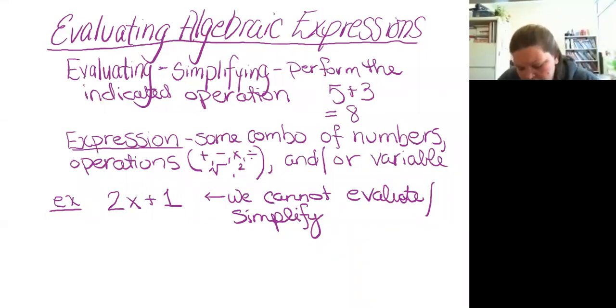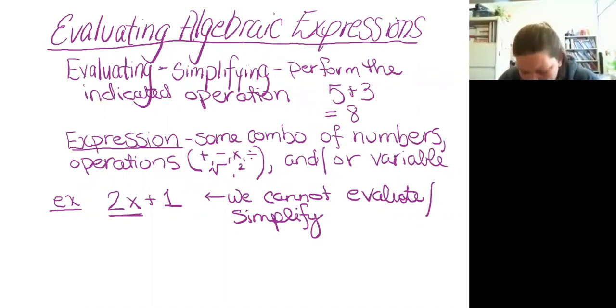But I mean, look at this. I don't know what X is. How can I multiply 2 times X? I don't know if X is 7 or 11 or 54. And so there's nothing I can do but shove 2 and X together real close to say that they're multiplying. I can't get any simpler than that. I can't evaluate that. Does that make sense?